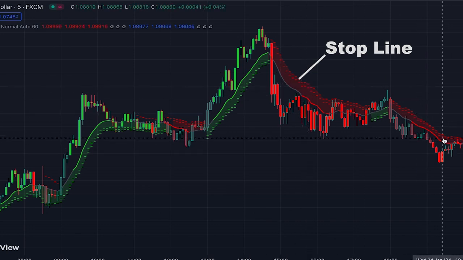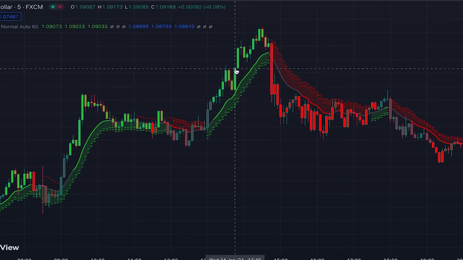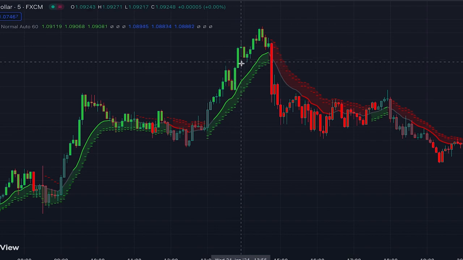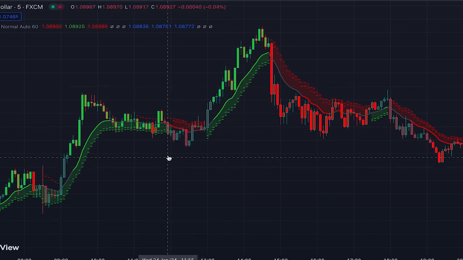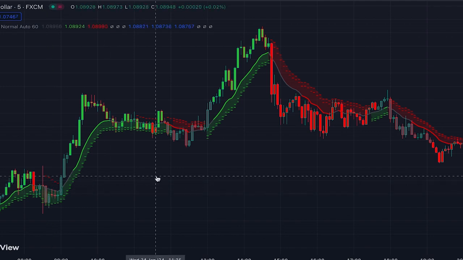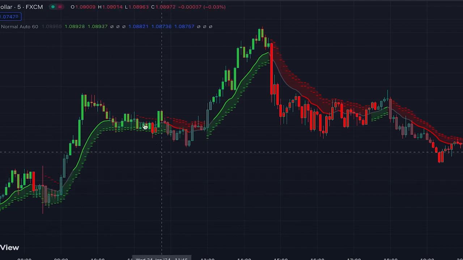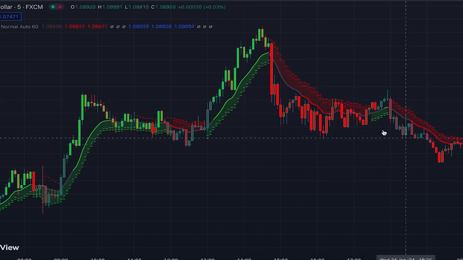The next component of this indicator is the color of candlesticks, which is on by default in the settings. This color changing of the candlesticks is based on DMI and ADX indicators. If ADX is below 20, the candles become gray, showing no trend in the market, and when ADX is above 20, depending on DMI, the candles become green, showing advancing of the price, or red, showing declining of the price.